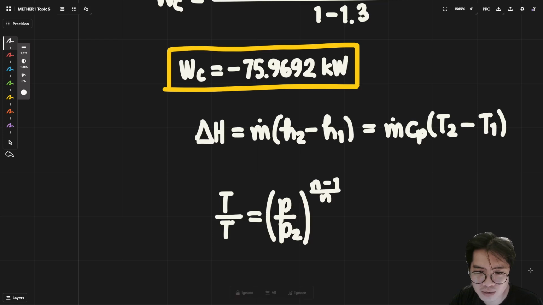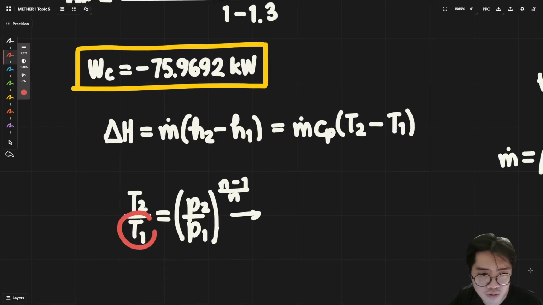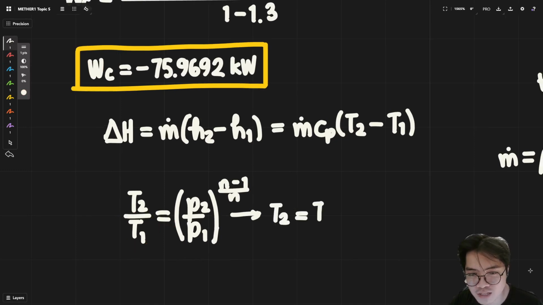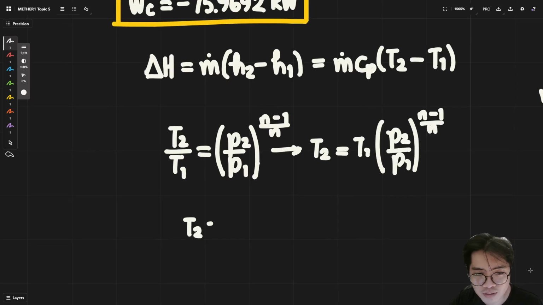Flip the 1 and the 2. Why is that the case? Because I find that it's better that the 2 is on top, because I can just put the T1 here and we can get immediately our value of T2, which is T1 times (P2 over P1) raised to (n minus 1) over n. So that means that your T2 in this case is just 300.15.